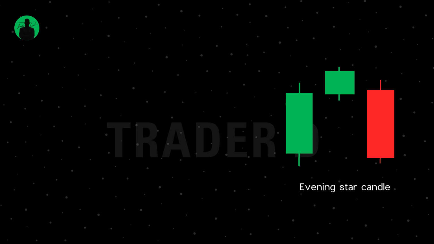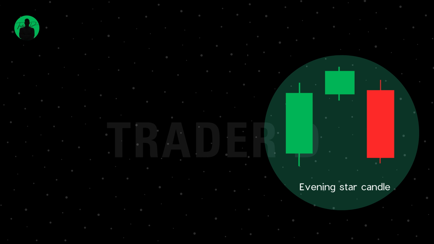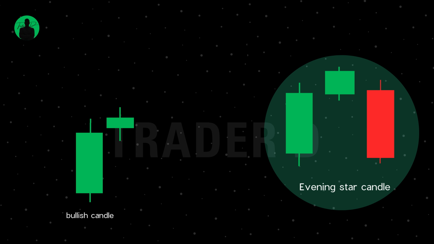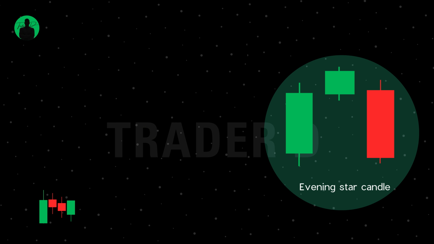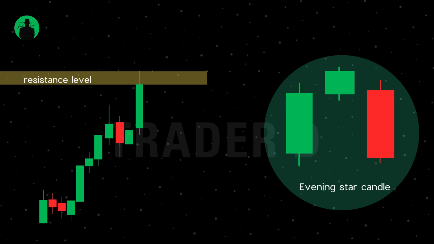Let's first understand how the evening star pattern works. This pattern primarily consists of 3 candles: a strong bullish candle, followed by an indecision candle, and then a bearish candle. When the market is in a short-term uptrend and the price reaches a nearby resistance level, buyers push the price upward, closing a strong green bullish candle near the resistance area.